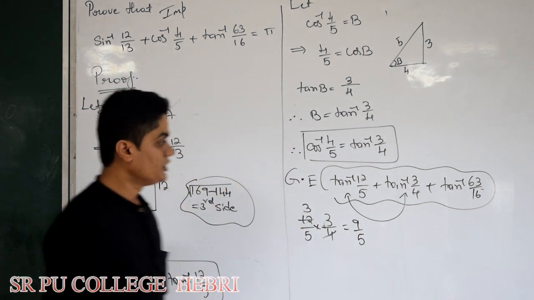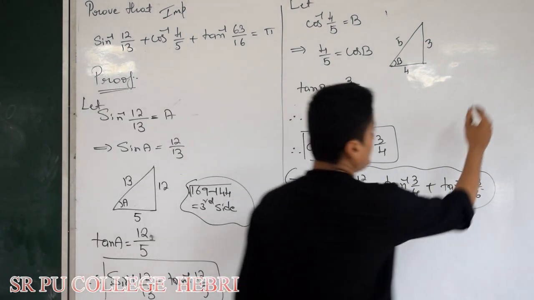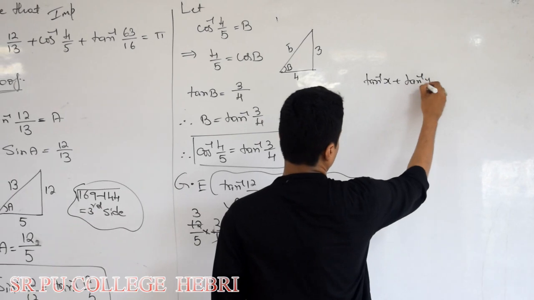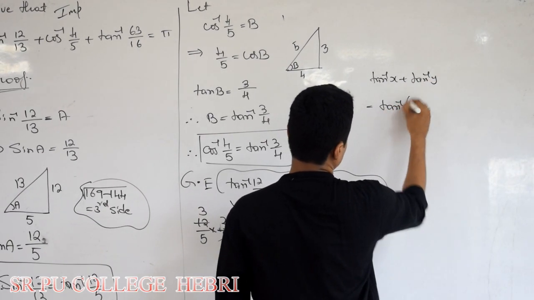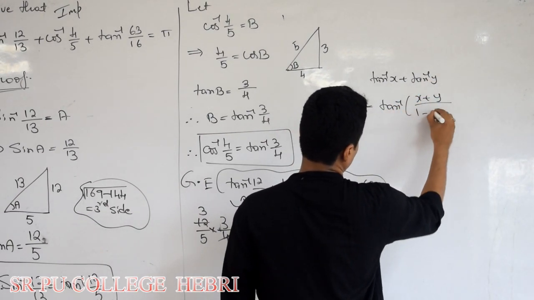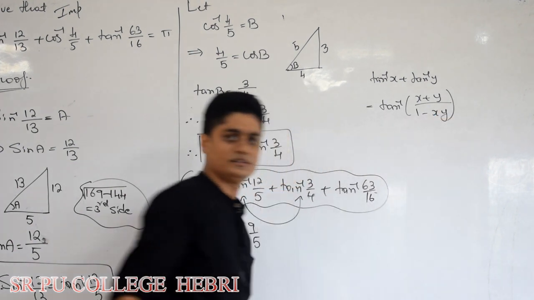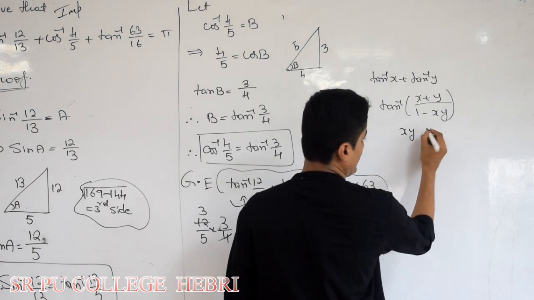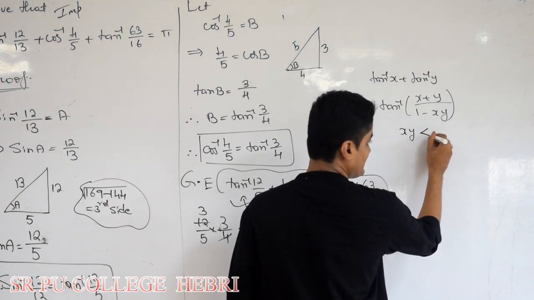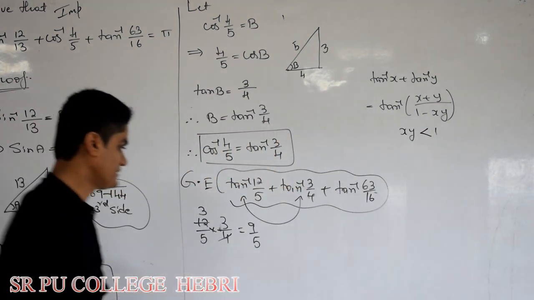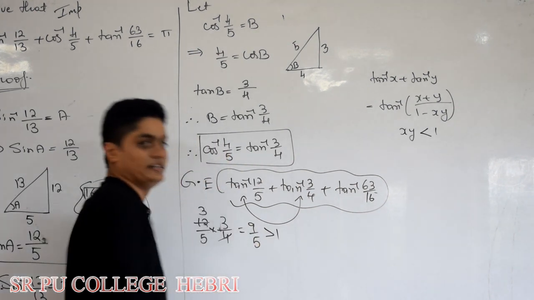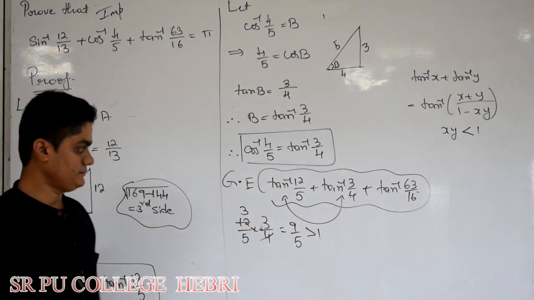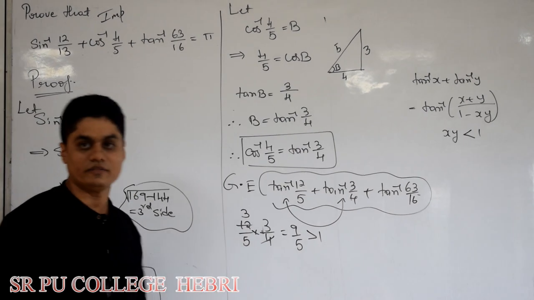This is a problem to use the formula tan inverse of x plus tan inverse of y is equal to tan inverse of x plus y by 1 minus xy. The condition to use this formula is that x into y must be less than 1. But here x into y is greater than 1. So what to do with this problem? We can't add using this formula because the product is greater than 1.